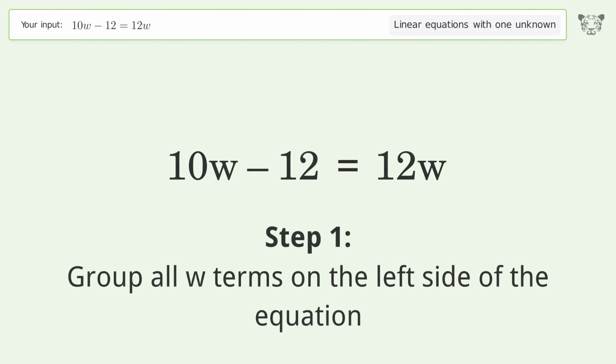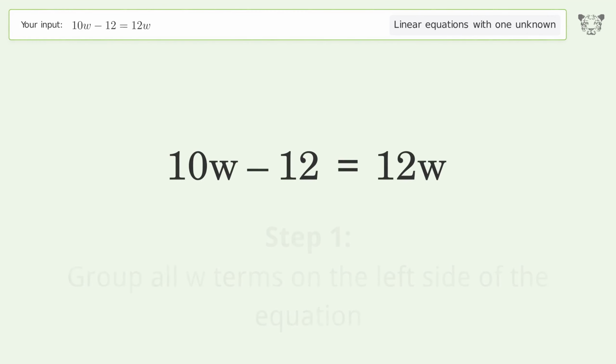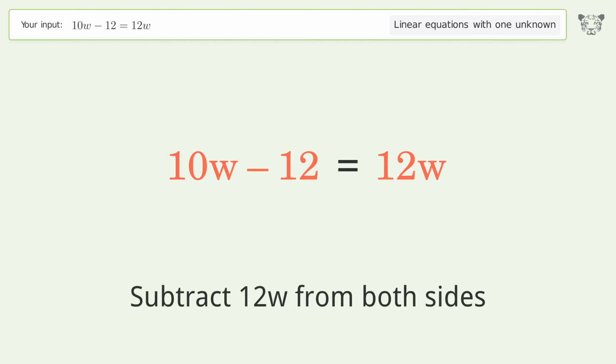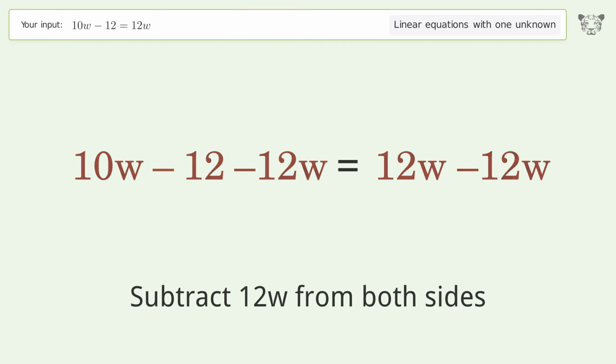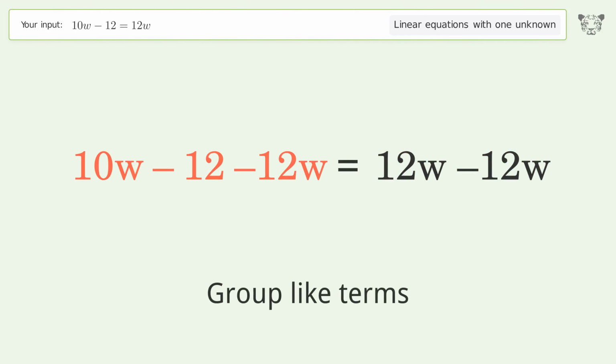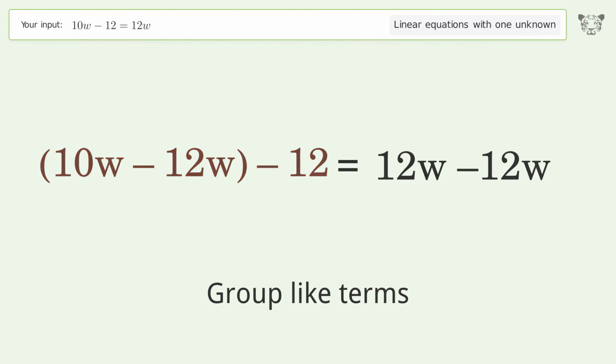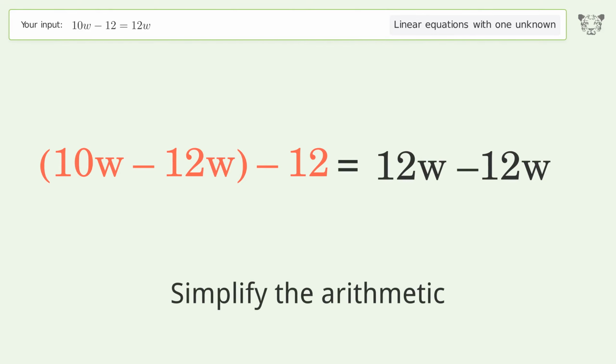Group all w terms on the left side of the equation. Subtract 12w from both sides. Group like terms. Simplify the arithmetic.